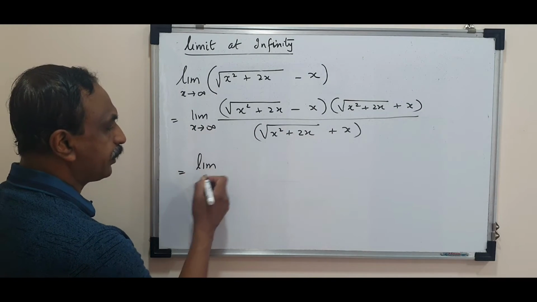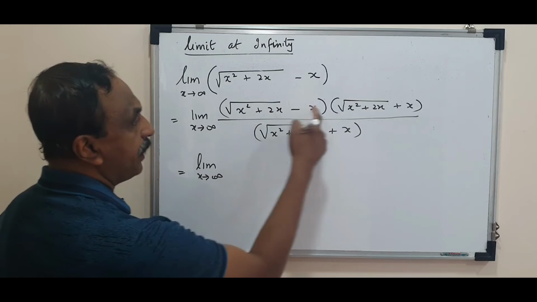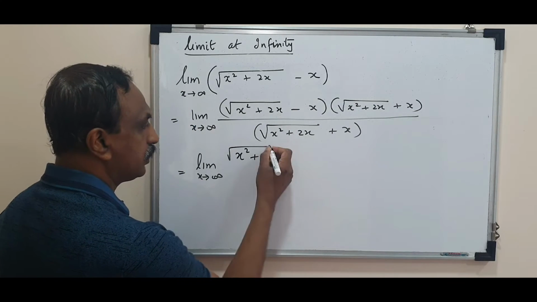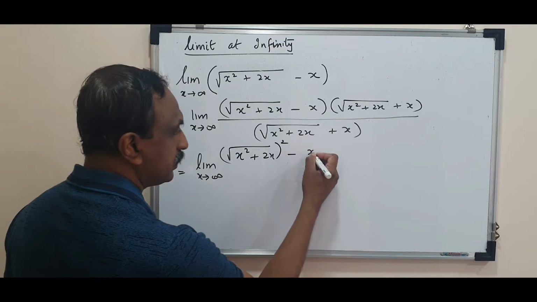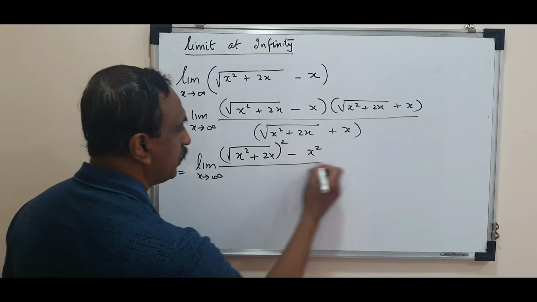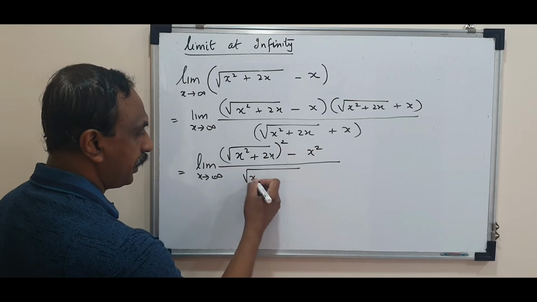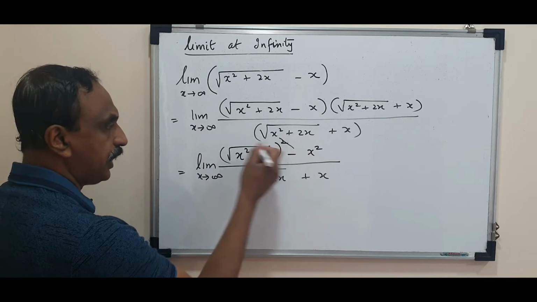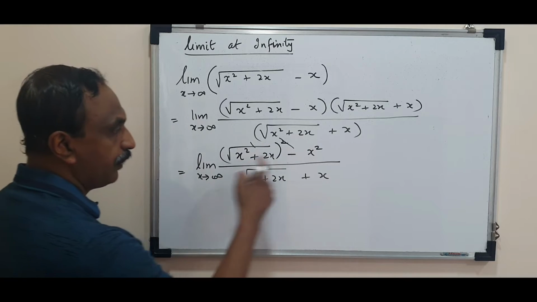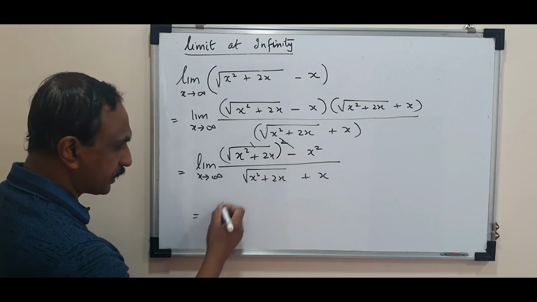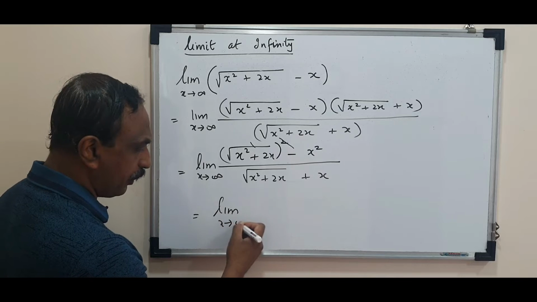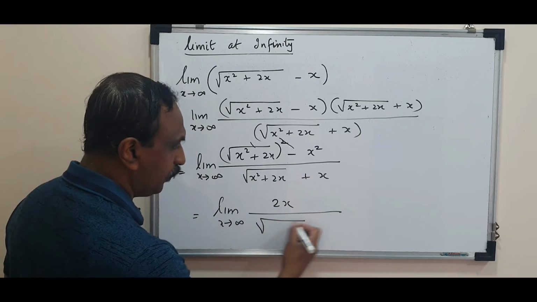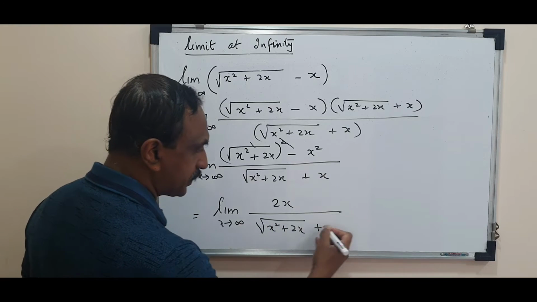So the limit as x tends to infinity, a − b times a + b becomes (√(x² + 2x))² minus b², which is x², divided by (√(x² + 2x) + x). Now this square root and this square will go away, and x² and x² will get cancelled. So we get the limit as x tends to infinity of 2x divided by (√(x² + 2x) + x).